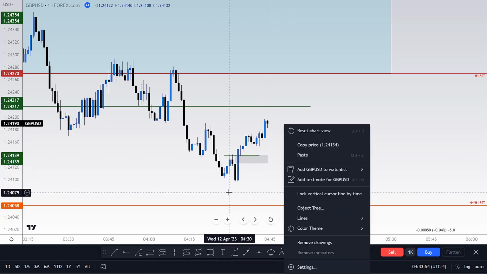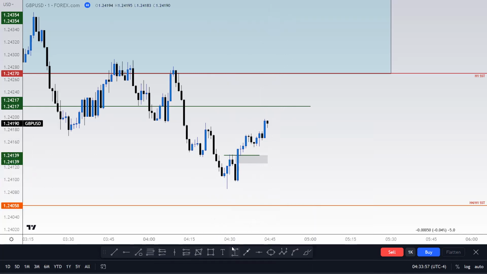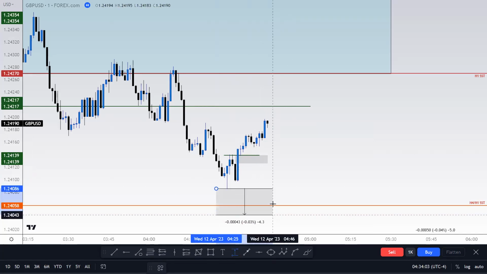Stop loss going 5 pips below the low. This is the first setup.